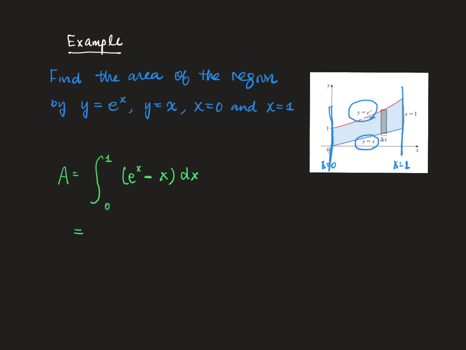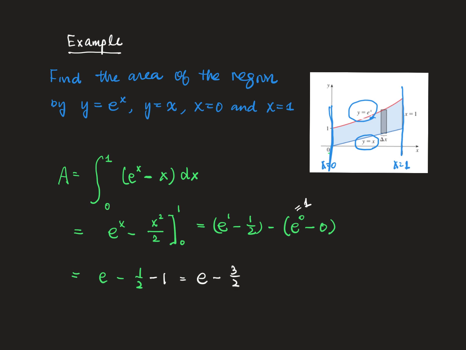What is the antiderivative of e to the x? It's e to the x. What is the antiderivative of x? That's x squared over 2, from 0 to 1. You plug in the 1 first: e to the 1 minus 1 over 2, minus e to the 0 minus 0. So this is e minus 1.5, and e to the 0 is 1, so minus 1, that's e minus 3 over 2. That's the area between the two curves.